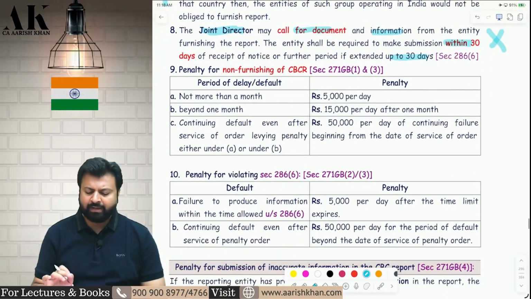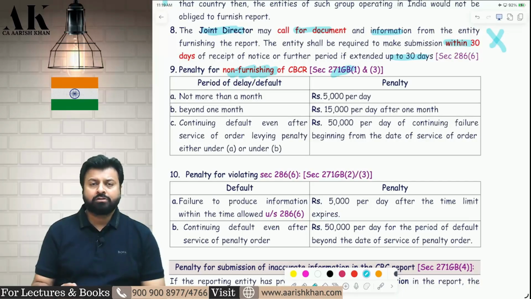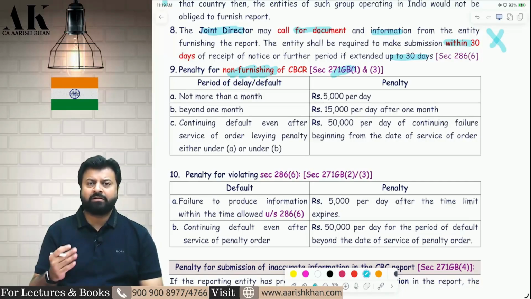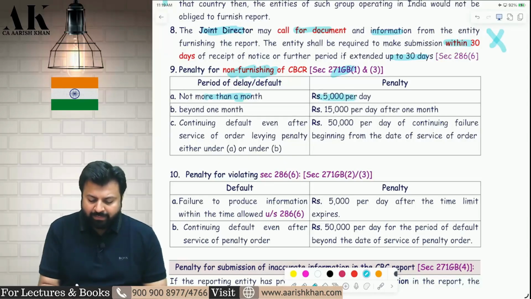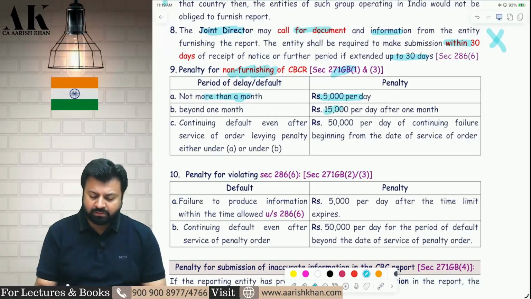Now we will talk about the penalties of CBCR. First, penalty for non-furnishing of CBCR, 271GB. So for previous year 25-26, you have to file CBCR by 31st March 2027. If you don't file CBCR till 31st March 2027, for the first 1 month you will be liable for a penalty of 5,000 rupees per day. So for the entire April, 5,000 rupees per day, 5,000 into 30 days will be 1,50,000. After that, till you have not filed, then 15,000 rupees per day.